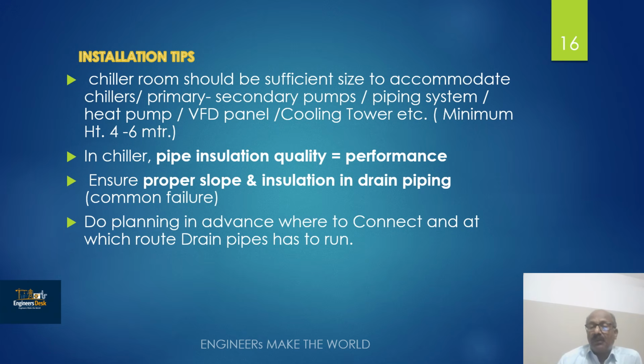Pipe insulation should be proper in the chiller plant so that the best performance can be achieved. For the drain pipe, proper sloping has to be ensured. A very common mistake that I have observed in all projects is that the drain pipe will not have a slope, and then the water will flow back. It will drip on the false ceiling and inside the room. We have to do advance planning to connect the drain line, copper pipe, power cable, BMS line, etc.